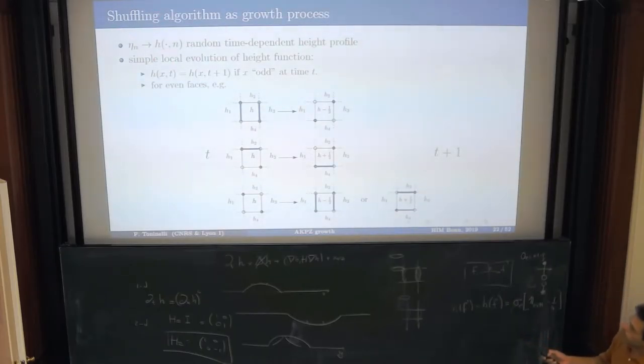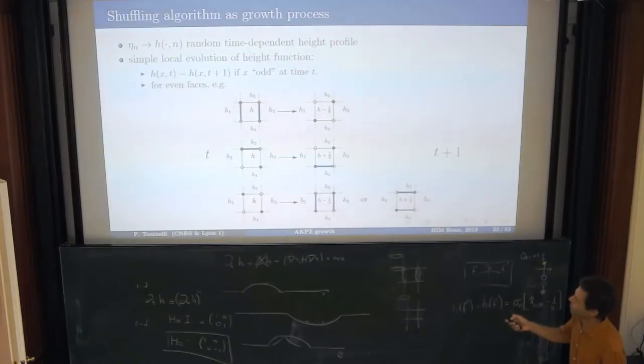So we said that given a perfect matching, we have a height function, and now this height function depends on the time index n that is discrete. So we have a randomly evolving height function, height profile h, where the dot is the space, the faces, and n is the time. And the rules I've given simply determine unambiguously how the height function evolves. So let me simply make examples. Here I'm not giving new rules. I'm just translating the rules of the dynamics in terms of height.